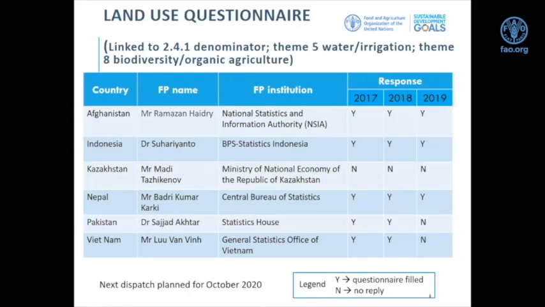The year indicated in the columns is the year of the dispatch of the questionnaire, so asking the data for the previous year. So in these last 3 years, we have got data from almost all the countries, with the exception of Kazakhstan. So we hope to receive data from this country also on the next dispatch that is planned in a couple of weeks, actually. So it's expected very soon.